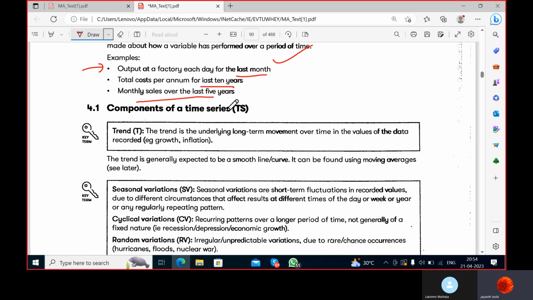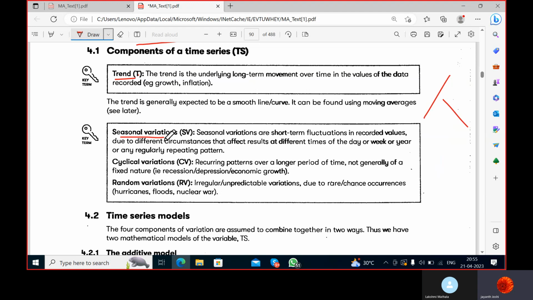Some of the components of time series. Over a period of time, you encounter many things. One is the trend. Trend is either an increasing trend or a decreasing trend. An increasing trend shows a line upwards, a decreasing trend shows a line downwards. Then you see seasonal variations.